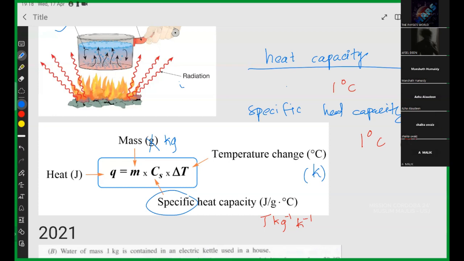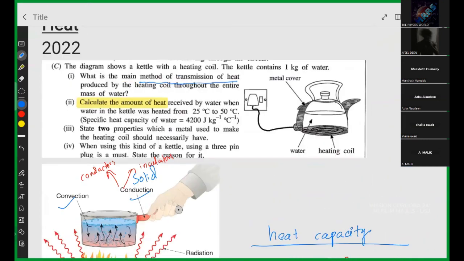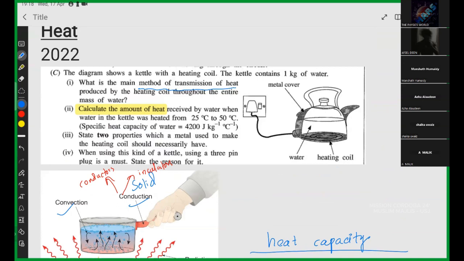So heat capacity, specific heat capacity. Things are okay, I guess. Yes, teacher. Please unmute yourself. Okay.